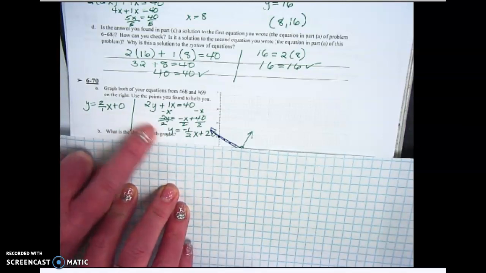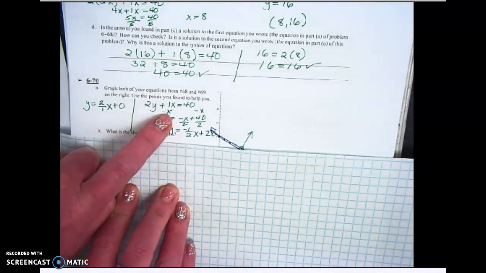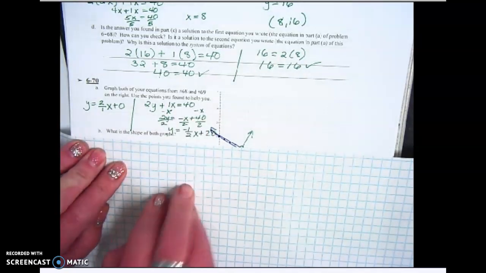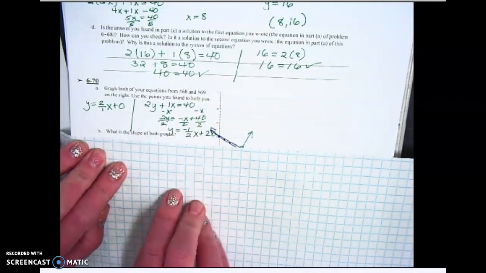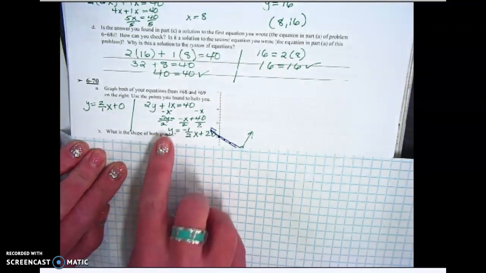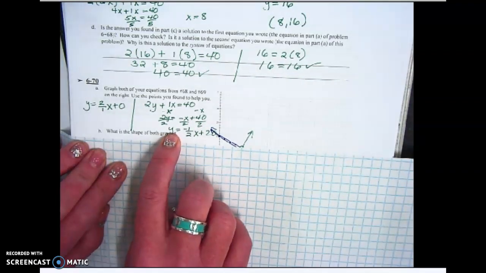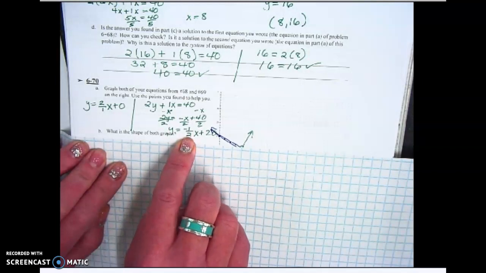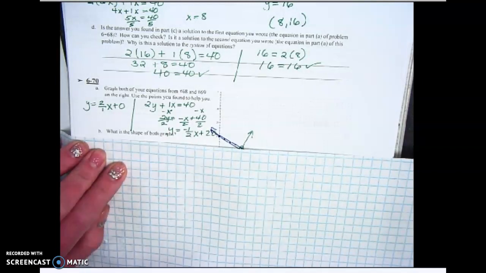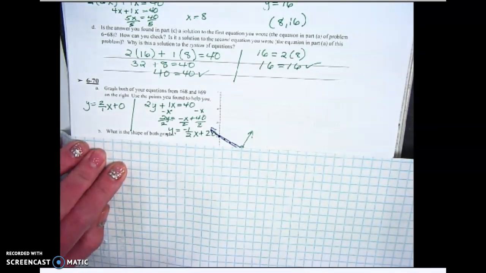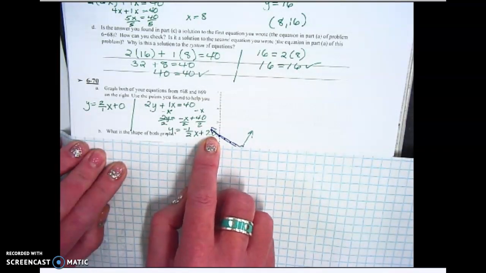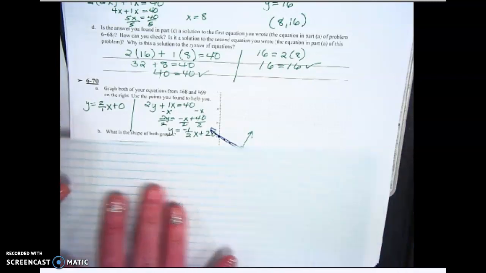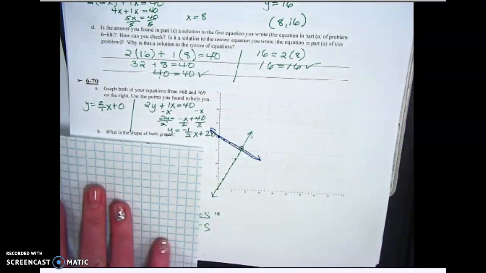The other equation, I needed to solve for y, so I've subtracted x from both sides. And then I divided all of the terms by 2. Okay? When you divide by 2, that leaves you with y. Then leave that as a fraction, negative 1/2. That's your slope. And then when you divide the 40 by 2, you get 20. Okay? So we're going to graph those two equations.